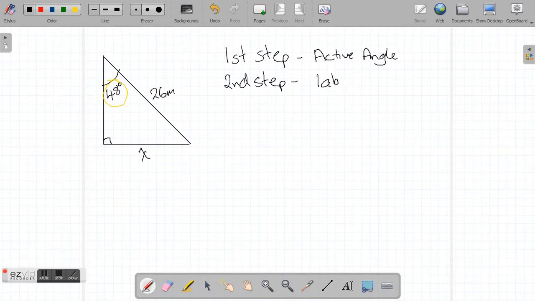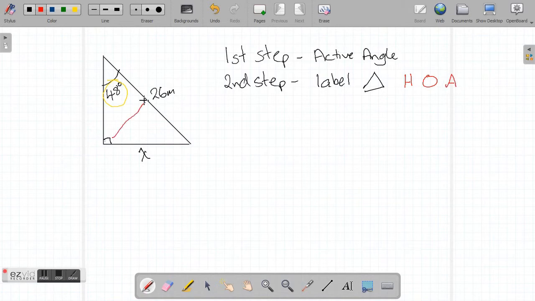The second step in this problem is where we label the triangle, and this is really important because how we label the triangle will affect everything we do further on down the track. In this case we've got three options for labeling the triangle: H for the hypotenuse, O for the opposite side, and A for the adjacent.